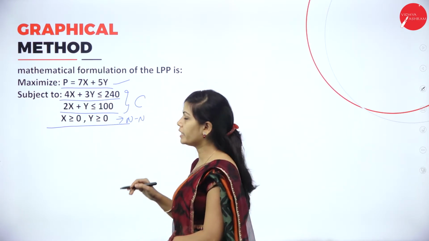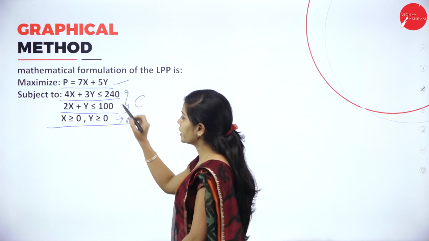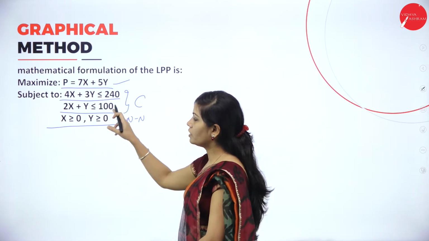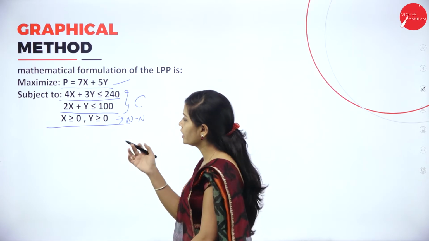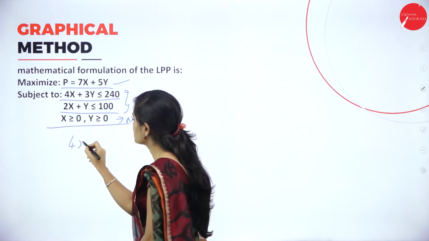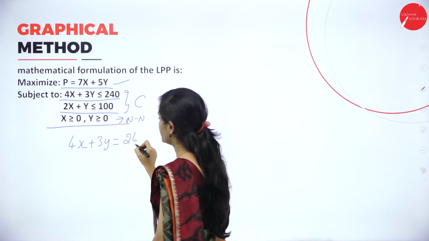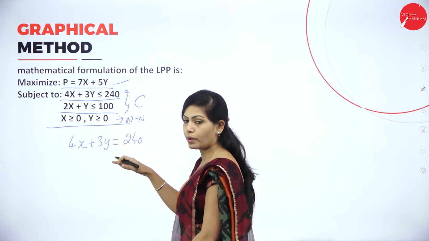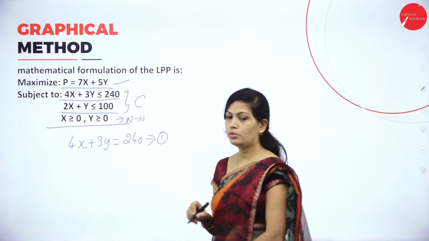What is this inequality? In the constraints you have less than or equal to 240, less than or equal to 100. That is called inequalities. I will convert them into equations, or equalities. So 4x plus 3y is equal to 240. This inequality I have changed into an equality, an equation. I will consider it as equation 1.